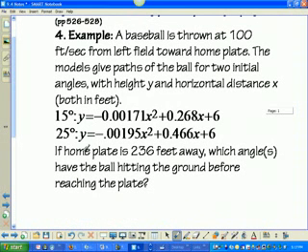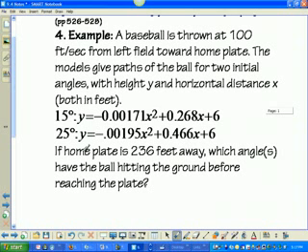It says a baseball is thrown at 100 feet per second from left field towards home plate. The model gives the paths of the ball for 2 initial angles with the height y and the horizontal distance x in feet. Now in this one, it says if home plate is 236 feet away, which angle has the ball hitting the ground before reaching the plate?